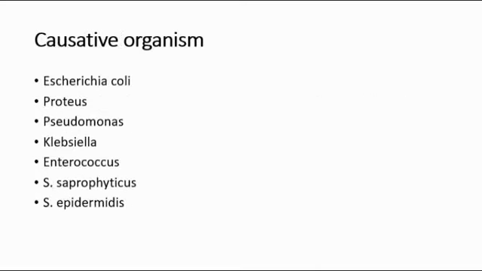So these are some of the causative organisms of UTI, which includes E. coli, the most common one, and others are Proteus, Pseudomonas, Klebsiella, Enterococcus, and Staphylococcus saprophyticus or epidermidis.